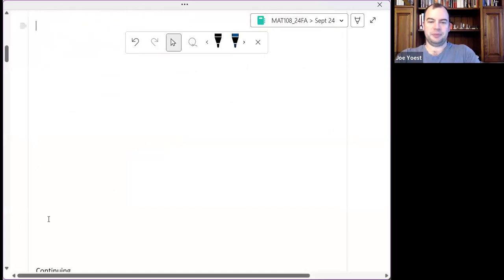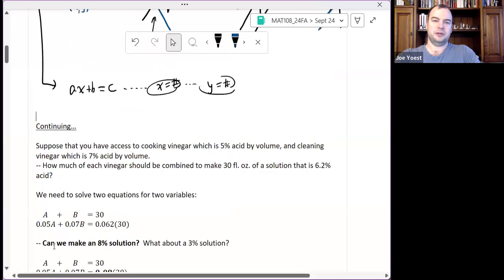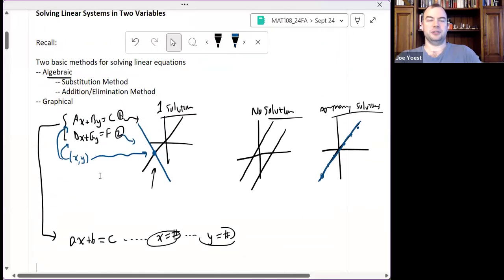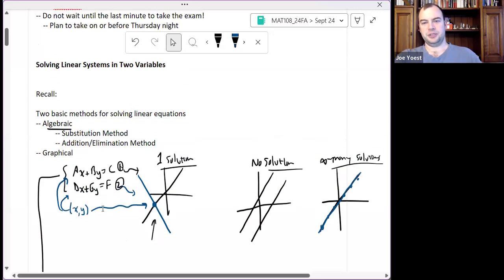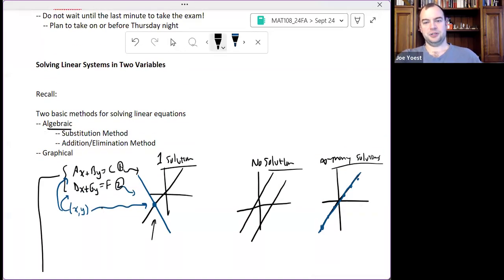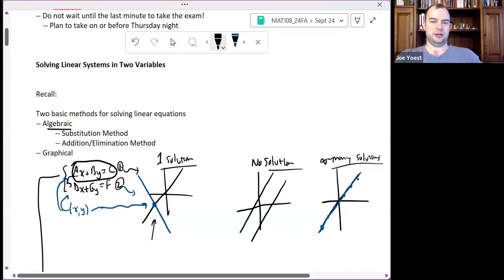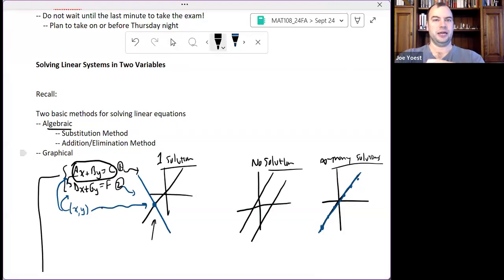So that was a quick recap of the solution methods that we'll be applying today. And just recall that the substitution method, the idea is to solve one of our equations for one of the variables and then substitute into the other equation. The addition elimination method, the idea is that if we have two equations, we can add those equations together. We can add the left sides together and add the right sides together. That's perfectly valid. That gives us a new valid equation.